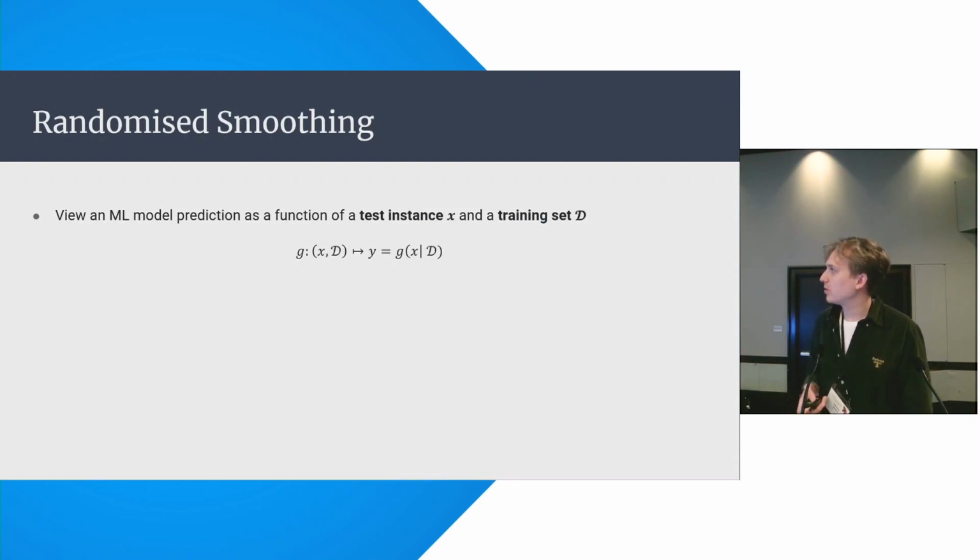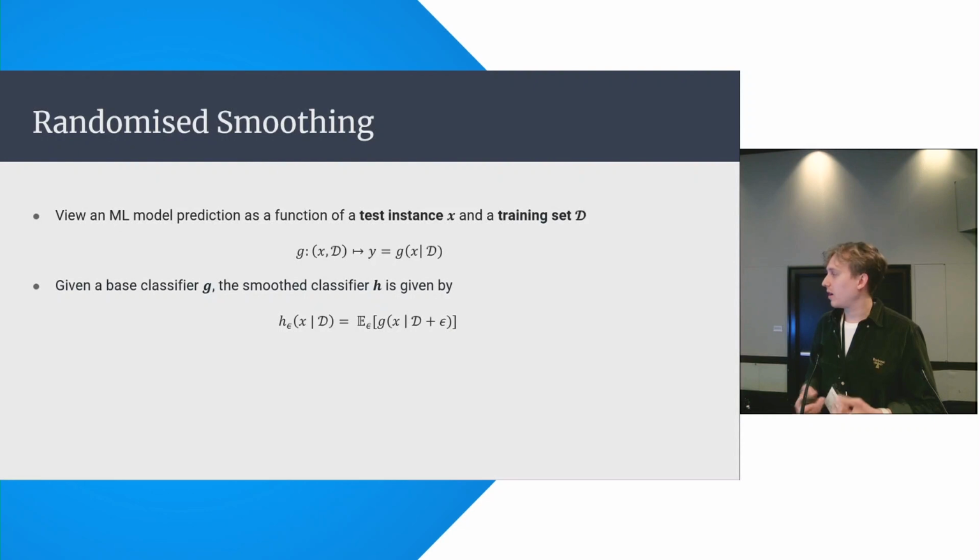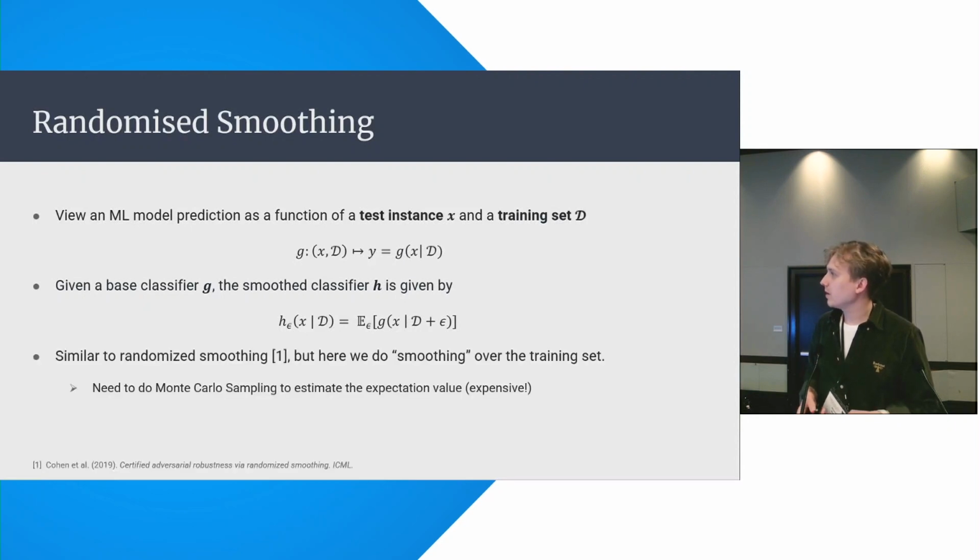To give you a brief overview, we view a machine learning model prediction as a deterministic function of a test instance X and the training set D. Then, given a base classifier G, the smoothed classifier, smoothed over the training set, is given by the expectation value of the classifier with respect to training sets augmented by noise. As I said, this is similar to the classical randomized smoothing approach, but instead of smoothing over test instances, we smooth over the training set.